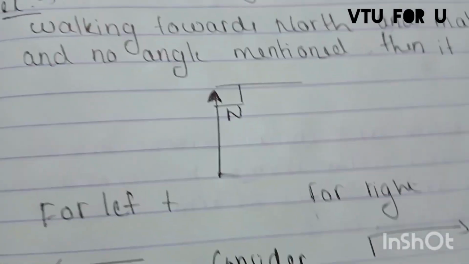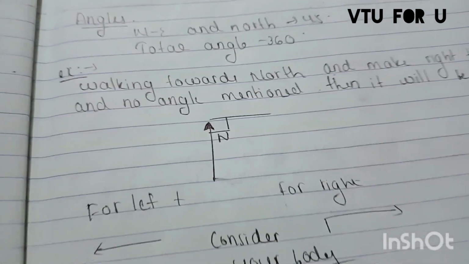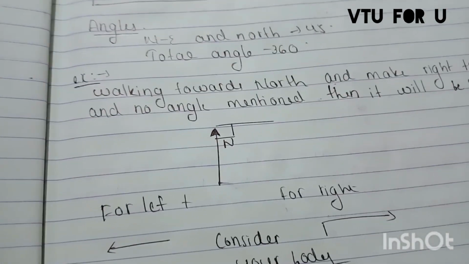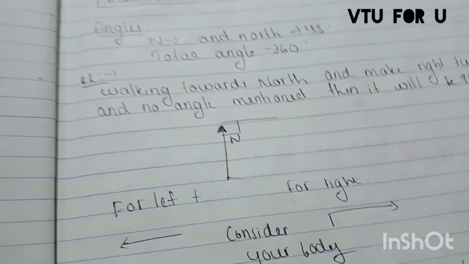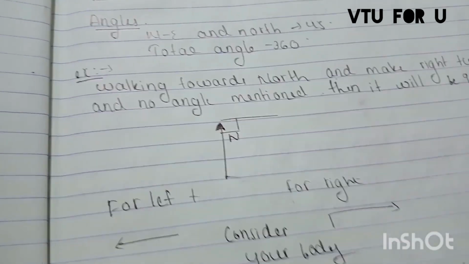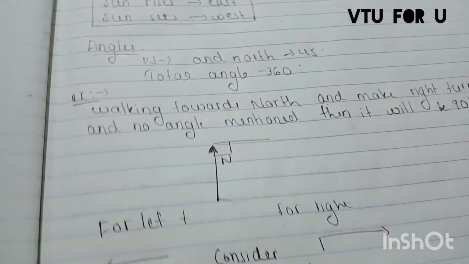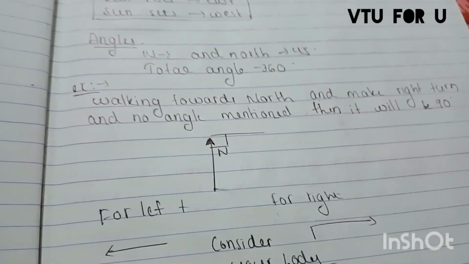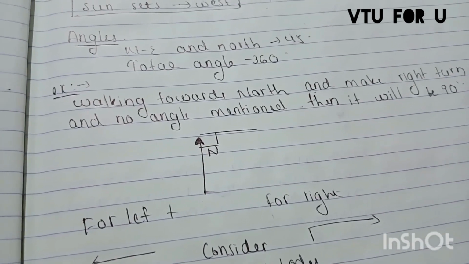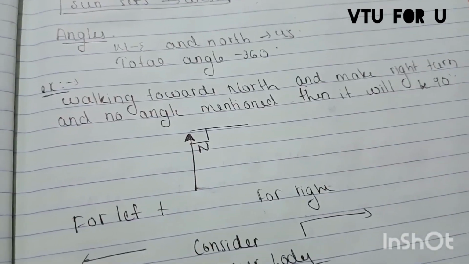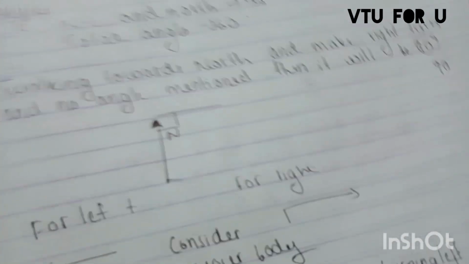Walking towards north and making a right turn, and no angle mentioned, then it will be 90 degrees. So what happens in most of the questions, the examiner will ask that a person moving towards north will make a right turn. What does this mean, right turn? Here they have not mentioned what angle. They may also ask left turn. Here they have not mentioned any angle. In such a case, you should consider it as 90 degrees. It is mandatory to consider 90 degrees only.